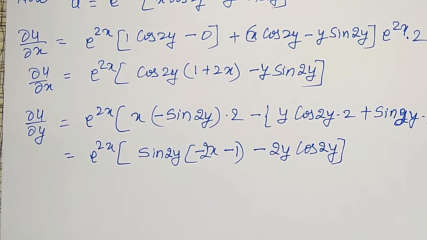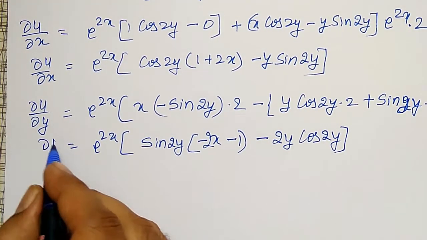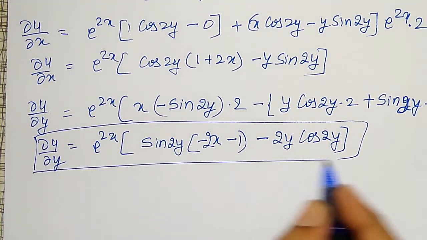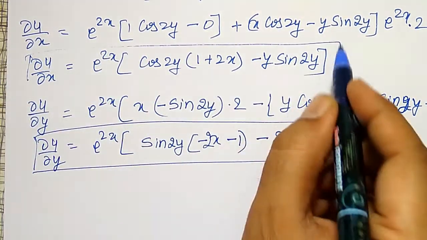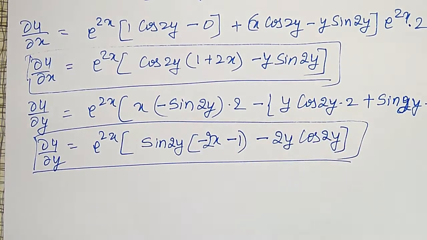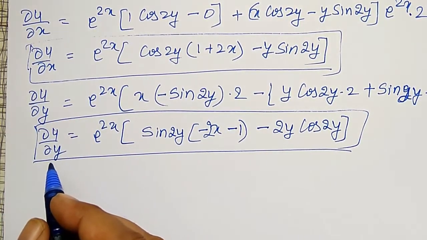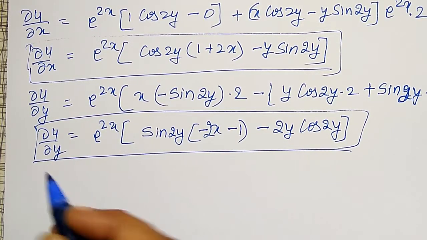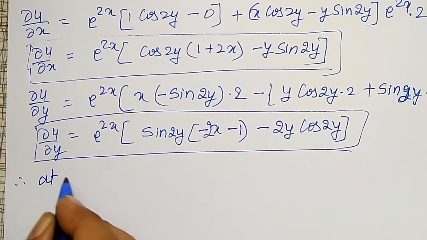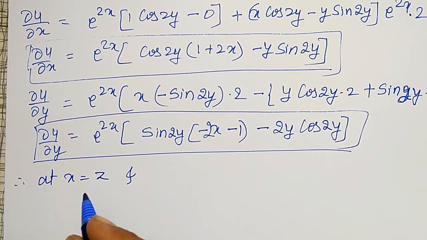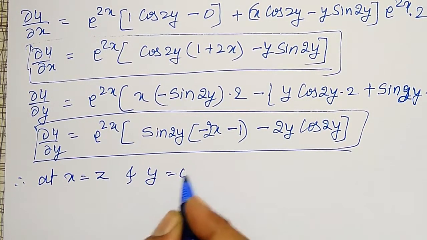This is my ∂u/∂y, and this is ∂u/∂x. To avoid confusion in the substitution, let me find ∂u/∂x and ∂u/∂y at x equal to z and y equal to 0. This is the Milne-Thomson method that I am following, at x equal to z and y equal to 0.